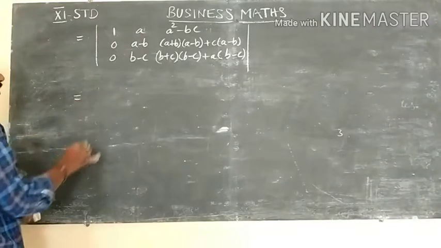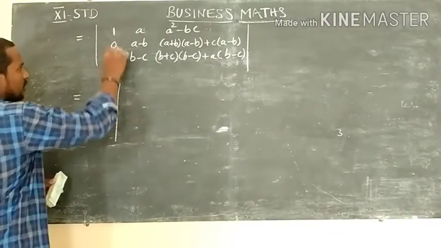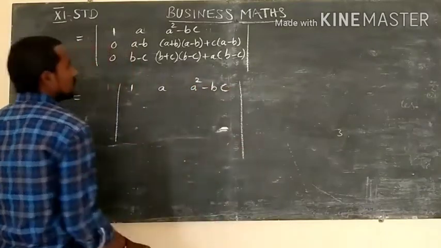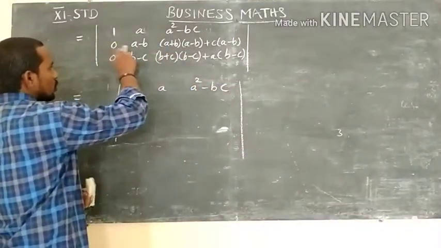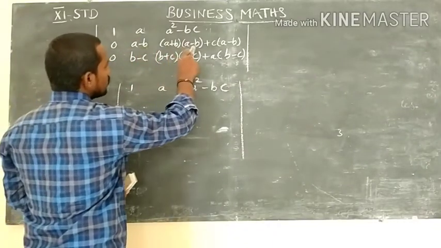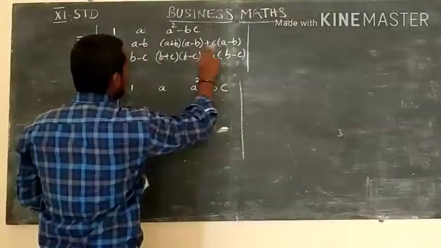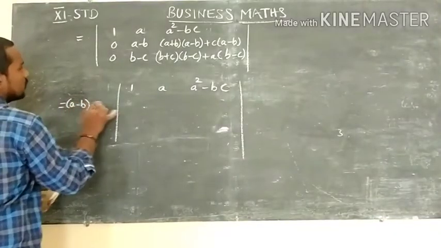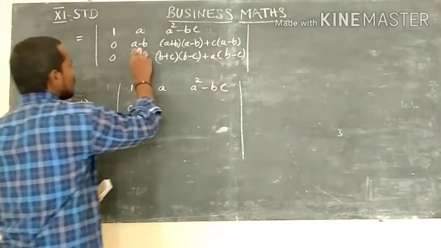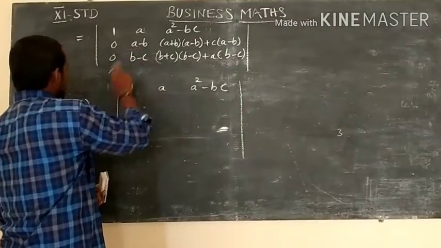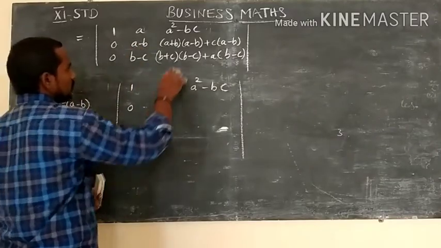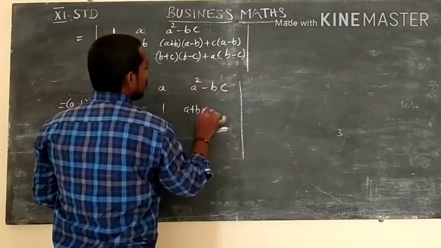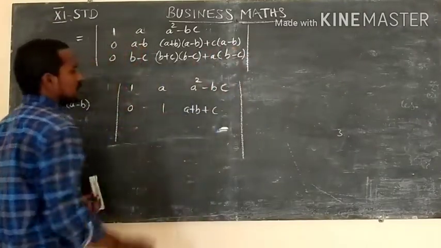Okay, next step, which is equal to the determinant 1, a square minus bc. Consider the R2: 0, a minus b. Here also a minus b, a minus b. So a minus b is common in R2, so taken outside. So a minus b. So remaining terms are 0. Here a minus b is taken out, so remaining is 1. Then a minus b already taken outside, remaining a plus b. Then here plus c. Also a minus b already taken.